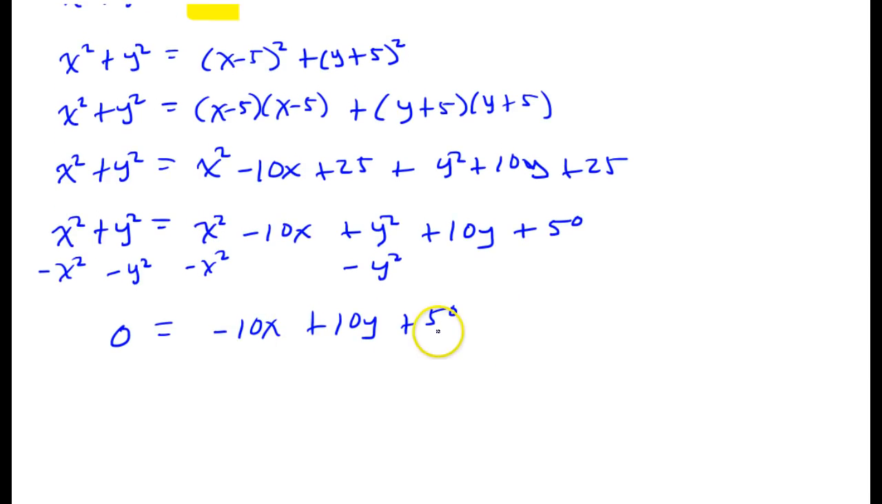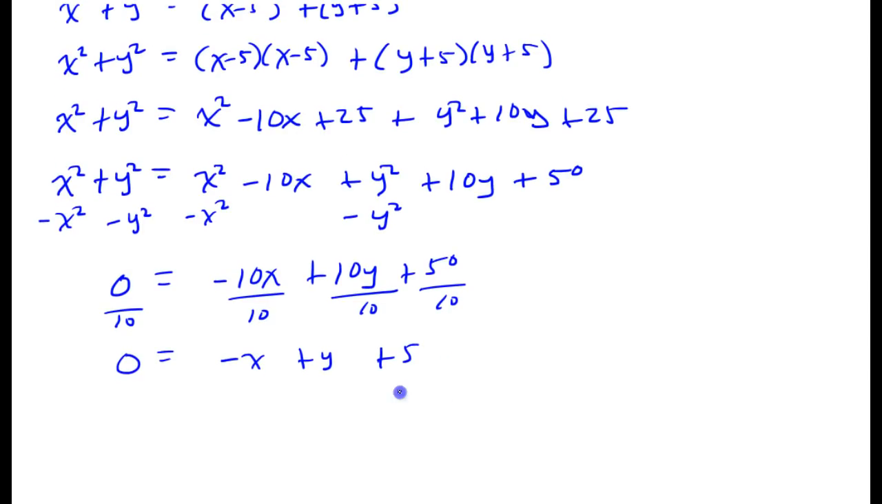Okay, so all of these are divisible by 10. That makes me want to go ahead and divide all these by 10. So I'm going to get 0 is equal to negative x plus y plus 5. Okay, so I'm going to go ahead and get y by itself. So I'm going to add x to both sides, and I'm going to subtract 5 from both sides. So I'm going to have x minus 5 is equal to y.